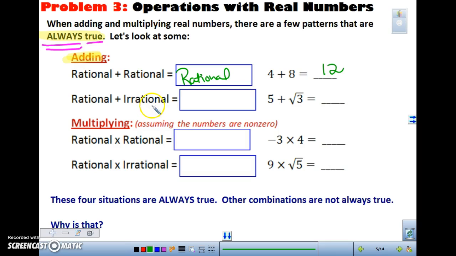Rational plus irrational, 5 plus square root 3. We actually can't simplify that unless you want to put a decimal. If we're going to keep it exact, this is our exact solution. That would be irrational.